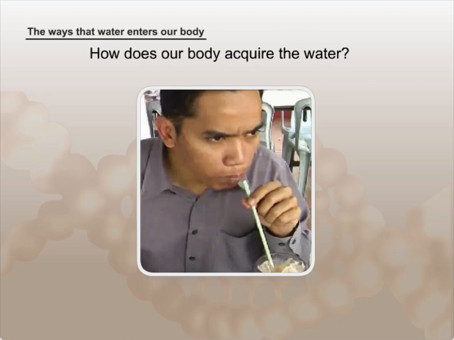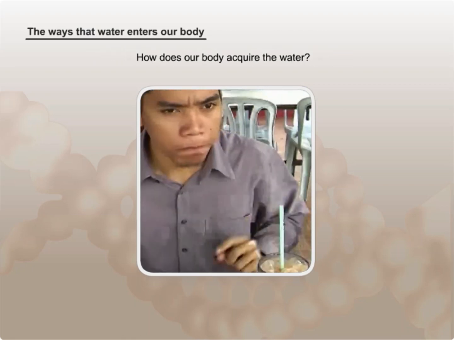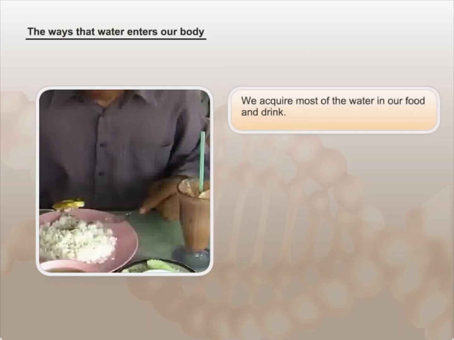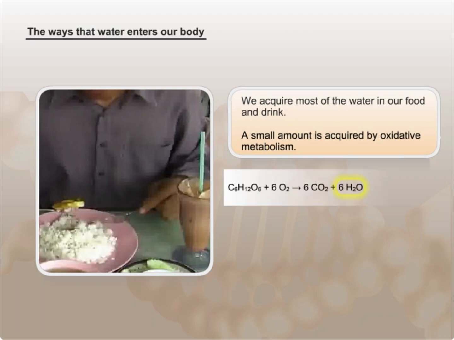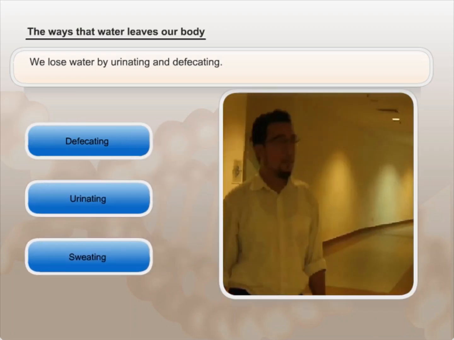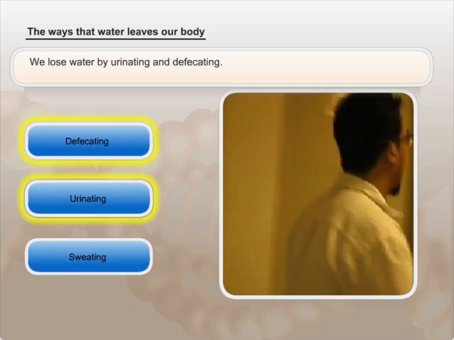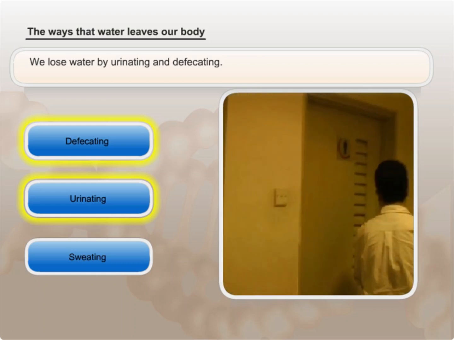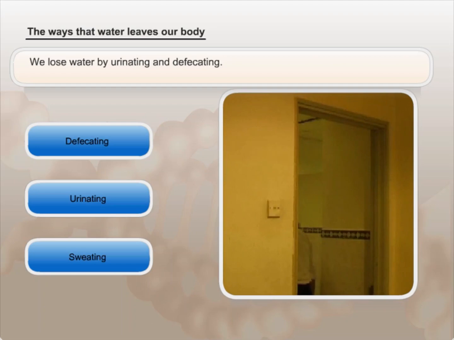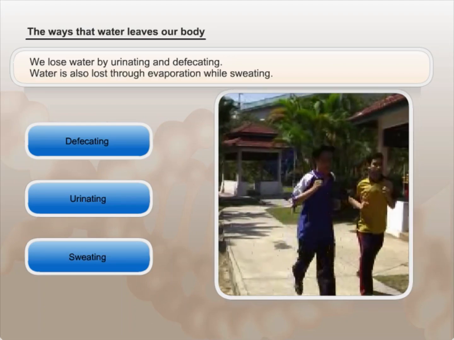How does our body acquire the water? We acquire most of the water in our food and drink. A small amount is acquired by oxidative metabolism. How does water leave our body? Click the correct answers. That's correct. We lose water by urinating and defecating. Water is also lost through evaporation while sweating.